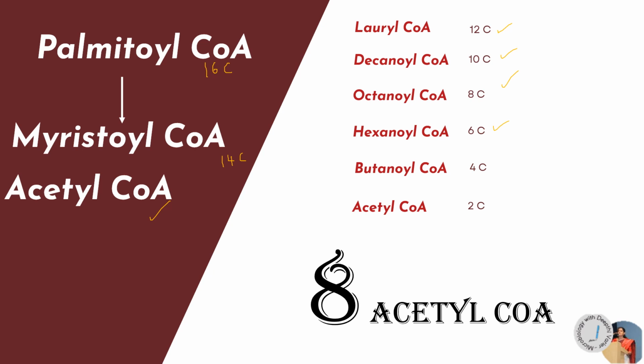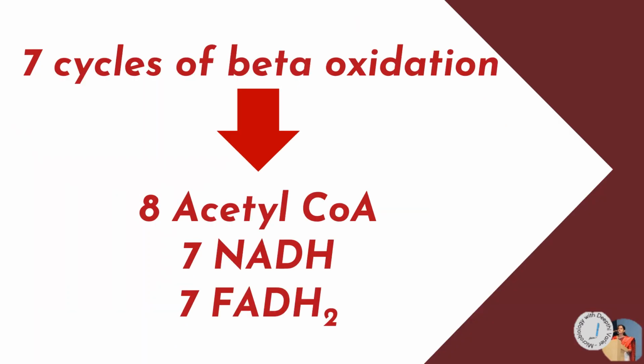But then when butanoyl CoA breaks down, butanoyl CoA is a 4-carbon compound. So when 4 breaks down, I actually get 2 molecules of acetyl CoA. That is why at the end of it, we have 8 molecules of acetyl CoA in our hand. Now these 8 molecules of acetyl CoA along with the NADH and FADH2 are going to give us a lot of energy.